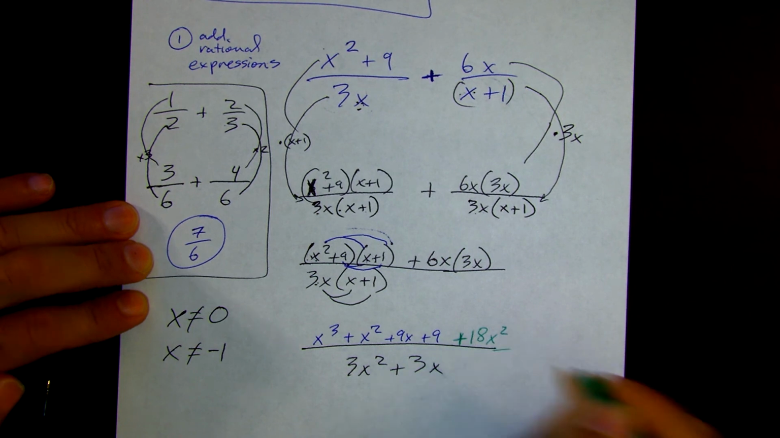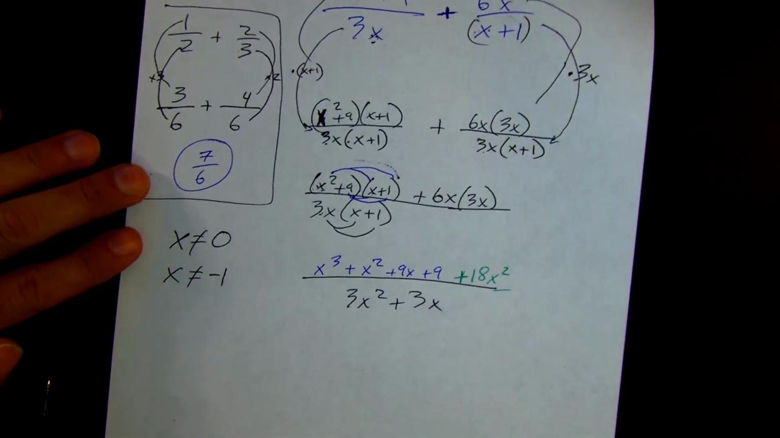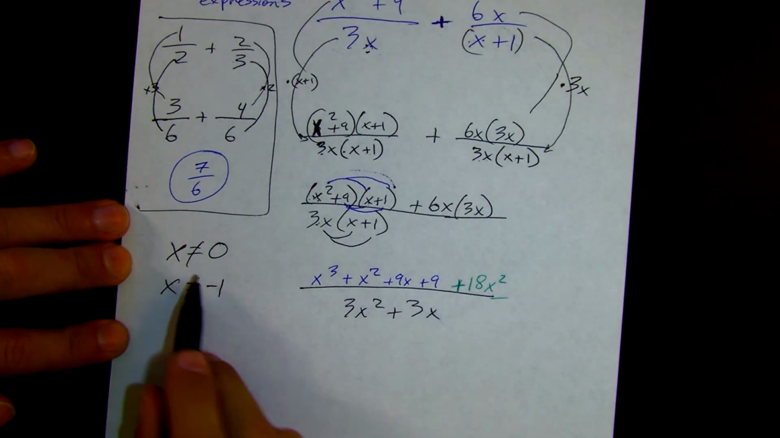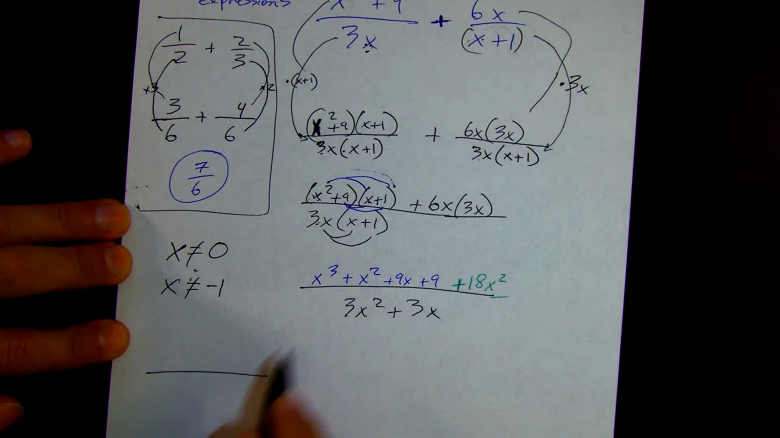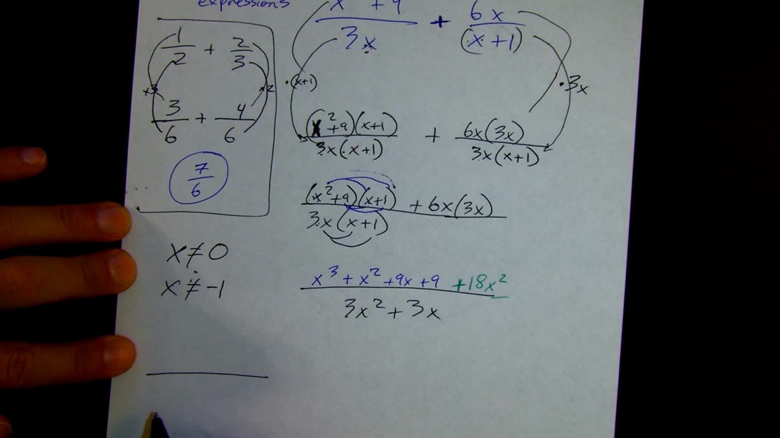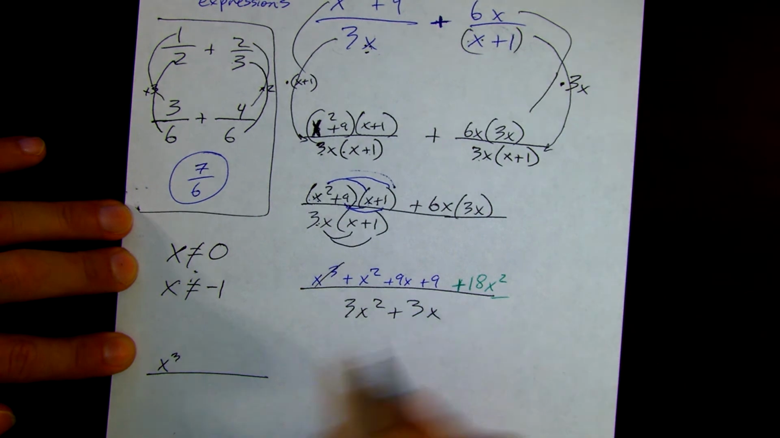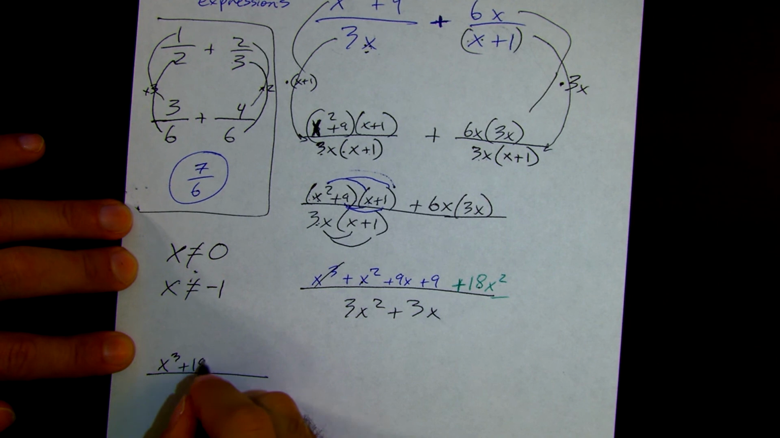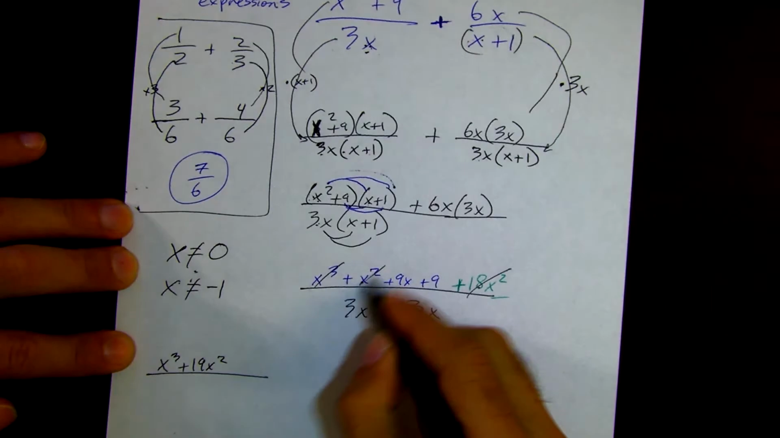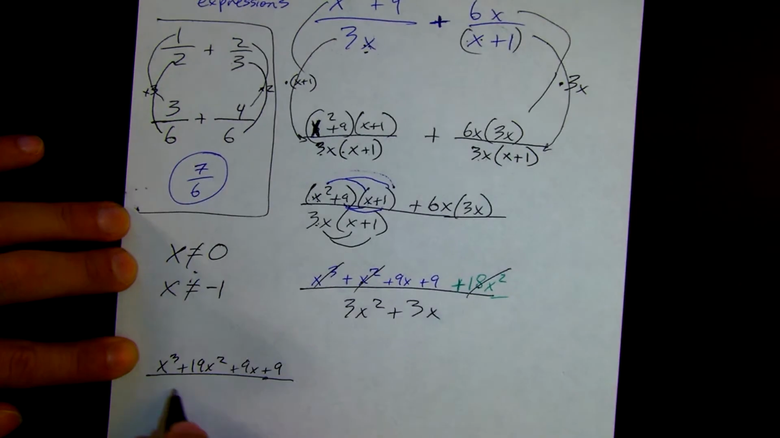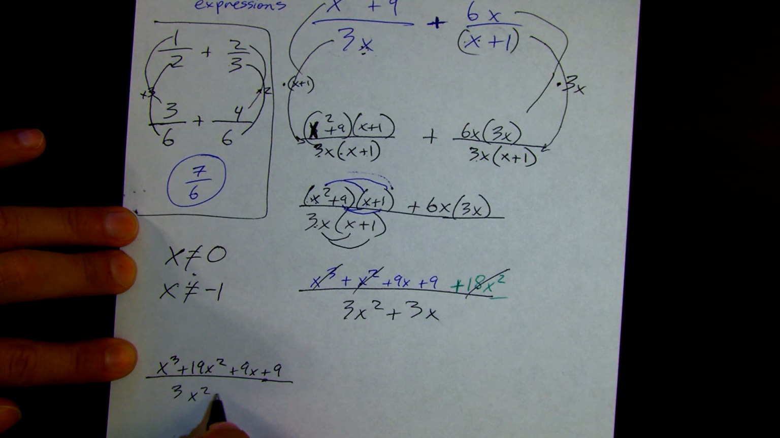Okay. So now we're getting towards the end of this problem. We just have to combine what we can on the top. Keep in mind our restrictions. So I'm just going to write our answer over here so we can circle it out with the restrictions. We're not going to be able to cancel anything out anymore. I'm not seeing that at all. Okay, so we get x to the third. Let's see. 1x squared and 18x squared, 19x squared. And then plus 9x plus 9 on the bottom, 3x squared plus 3x.